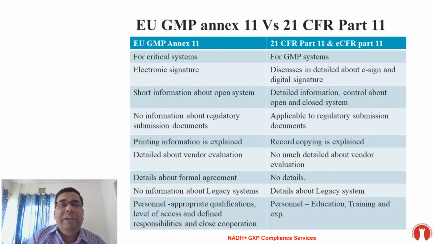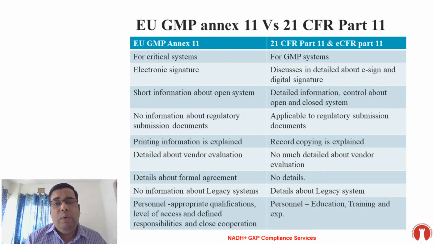Second is electronic signatures. EU GMP speaks about electronic signatures, but 21 CFR Part 11 speaks about e-signatures also. Along with the electronic signature, they speak about a digital signature also. Third is open systems. EU GMP gives a very short description about open systems, while 21 CFR Part 11, specifically eCFR, discusses in very detail the closed system and open system, what precautions or additional controls we should put when operating or handling open systems, and what the controls are while using a closed system.